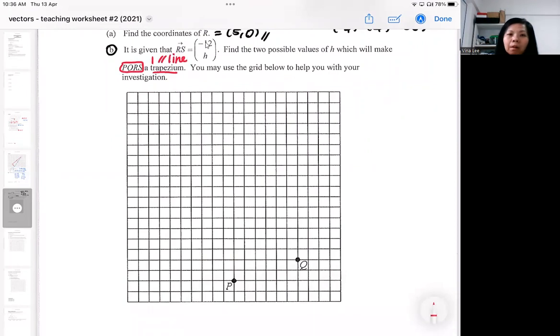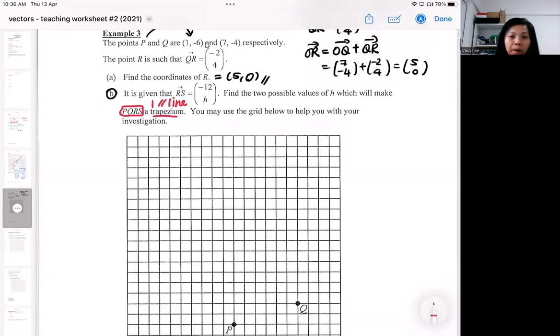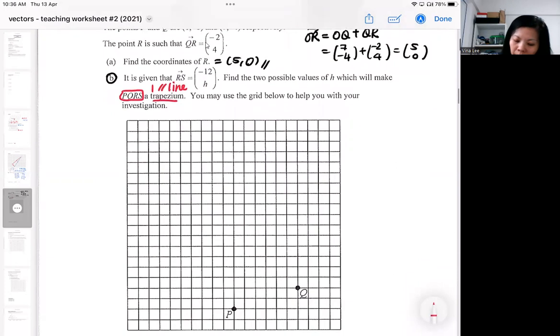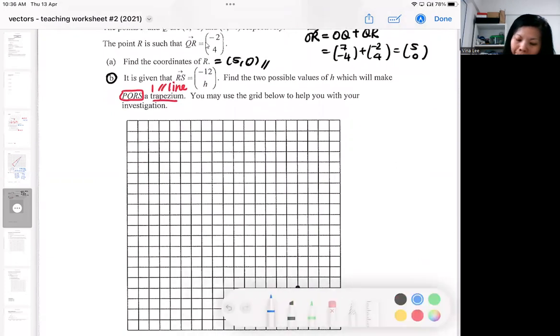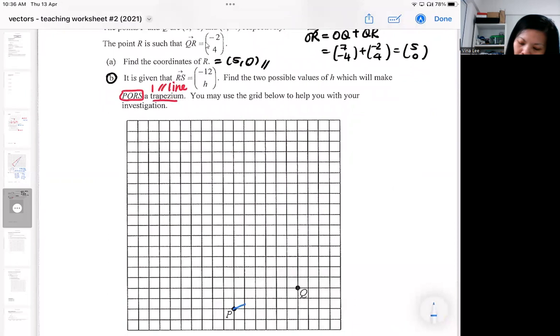So there's one pair of parallel lines. But notice that in this question, they never tell you which is a pair of parallel lines. So we don't know which is the possible pair. That's why there can be two possible answers. So let's set up the whole trapezium first. So PQ.